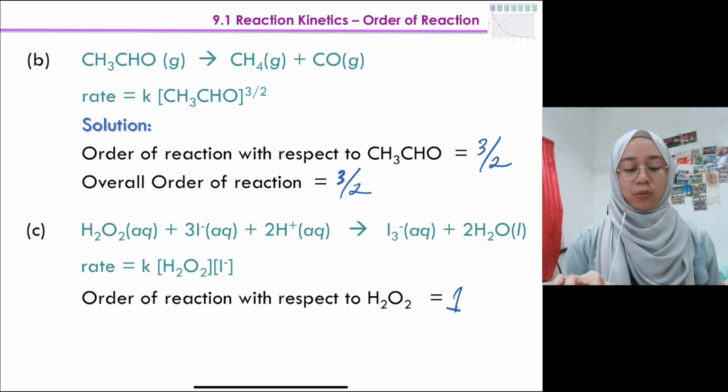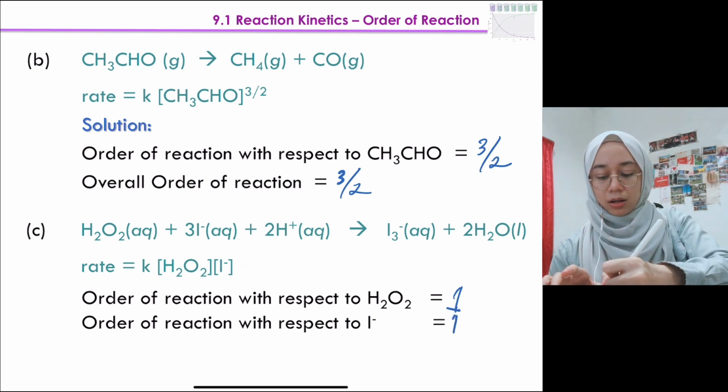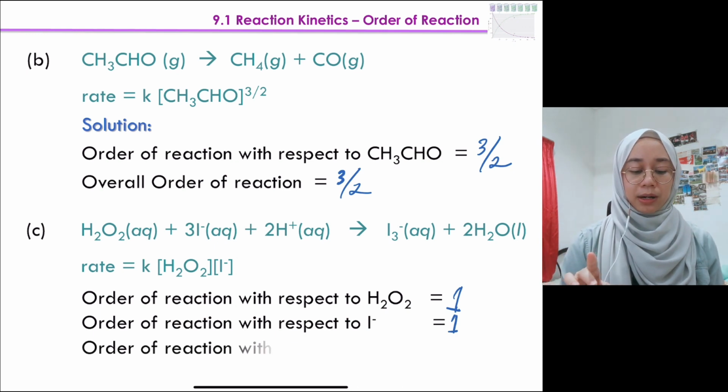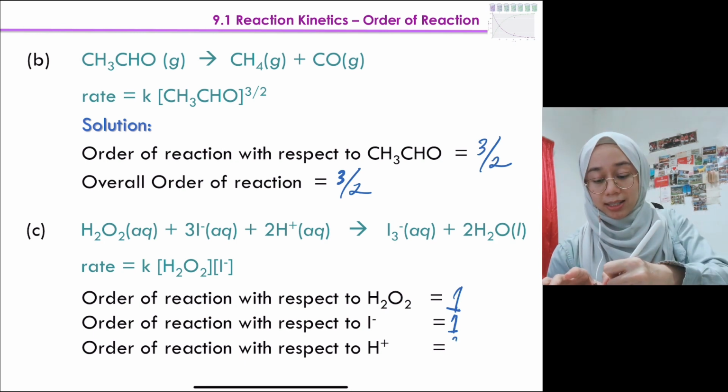Okay, meanwhile order of reaction with respect to iodide ion pula, that is, kat sini pun 1 juga. Okay, and then what about kita punya H+? Kamu tak nampak ada kat situ, bermaksud order dia adalah berapa? Order dia adalah 0. Okay, in this case 0 sebenarnya.